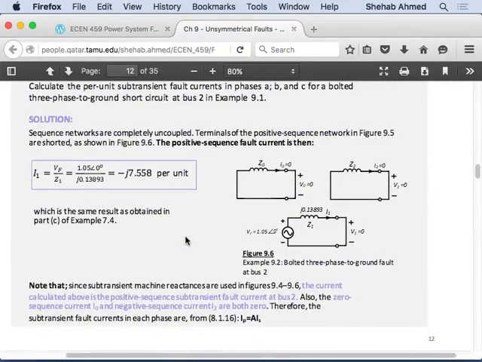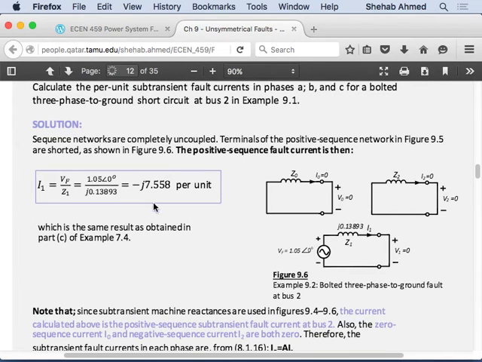So this is for the balanced case. For the balanced case, we ended up with 1.05. The current is 1.05 divided by this impedance, right? This impedance is j0.13. So the per unit current is minus j7.558 per unit, right?